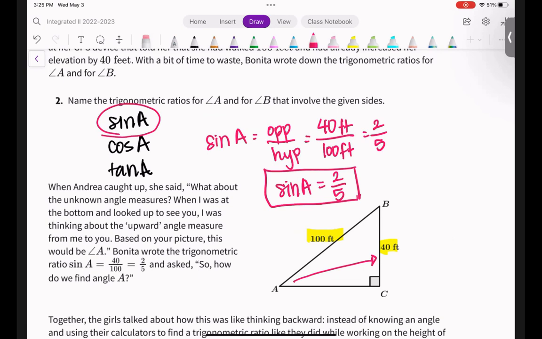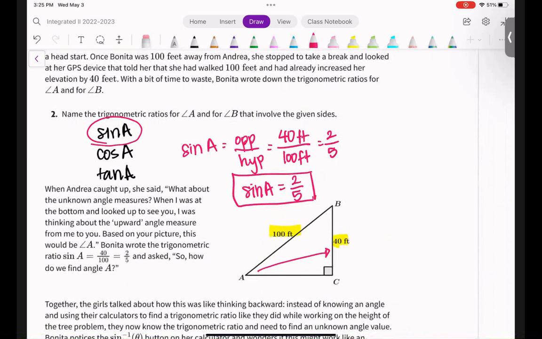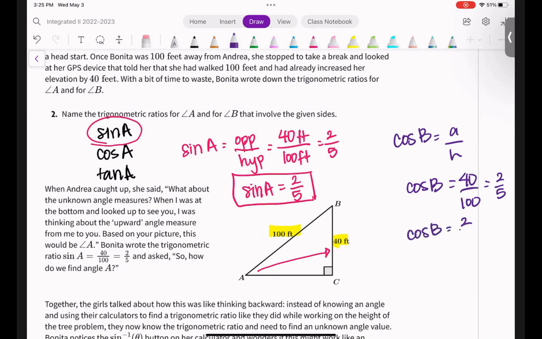And you say, oh yeah, they gave me cosine. So they gave me the adjacent side and the hypotenuse. So cosine of B is adjacent over hypotenuse, which in this case is 40 over 100, and that's 2/5. And you're like, oh, this is the same. Remember we talked about the switching in the last lesson? Very good. So this guy's sine is equal to that guy's cosine.